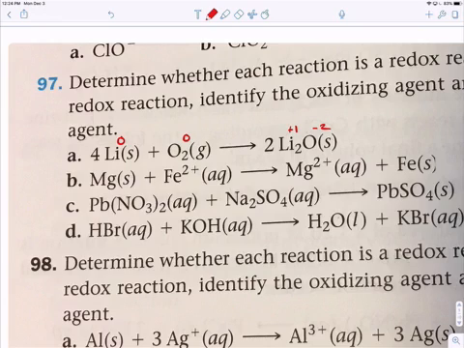Then the oxidizing agent is the one that causes the oxidation, it's the one that's reduced, and the reducing agent is the one that's oxidized. I know it's backwards. The reducing agent causes the reduction. How does it do that? It gives off the electrons. By giving off electrons, it's oxidized. So lithium is the reducing agent, and oxygen is the oxidizing agent.